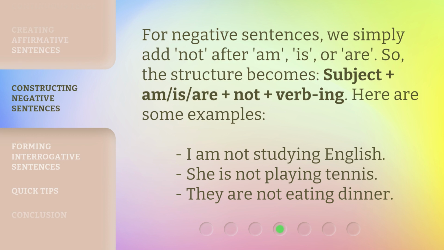For negative sentences, we simply add not after am, is, or are. So, the structure becomes subject plus am, is, are plus not plus verb ing. Here are some examples. I am not studying English. She is not playing tennis. They are not eating dinner.